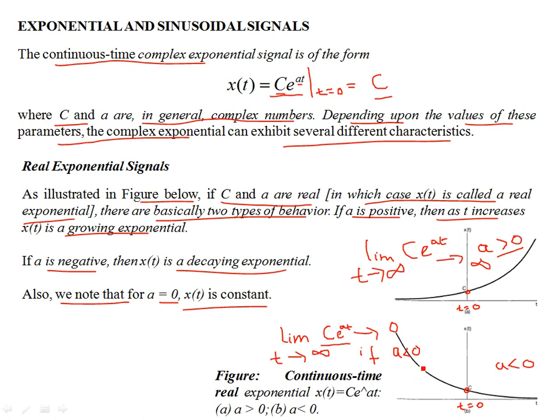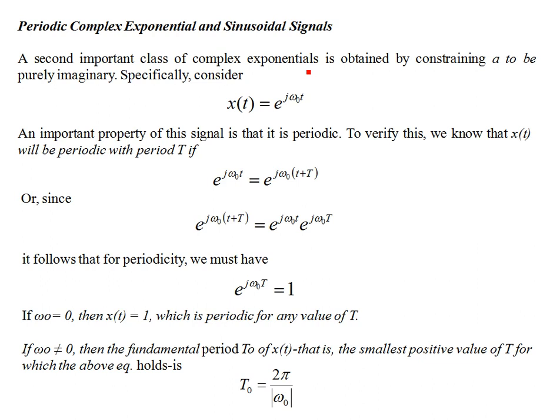Okay, so basically, this is the generic form of the exponential signals, and depending on the parameters C and A, we'll have different behaviors. Now this is real. We have discussed real continuous time exponential signals. Okay, we can have complex exponential signals as well.